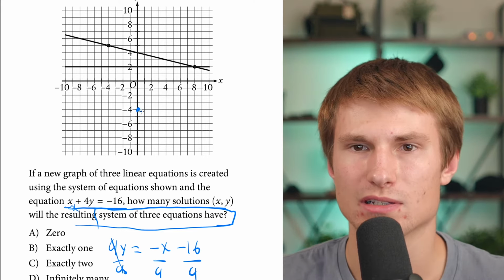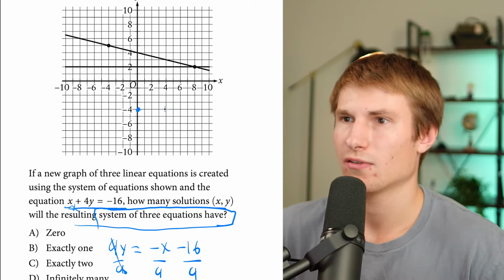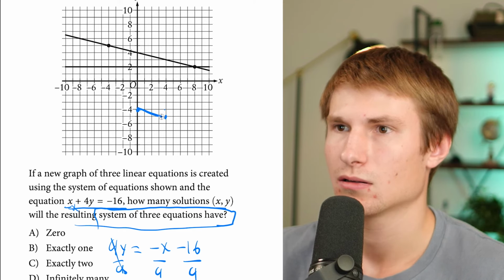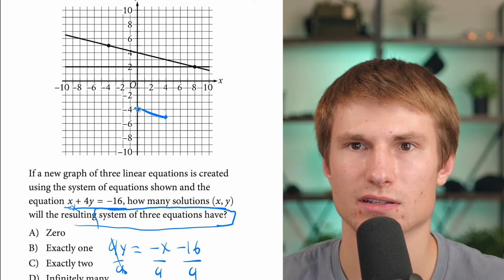Now, if I'm going down x over 4, then let me go ahead and go over by 4, and we will go down by 1. So we'll be right here. So it looks something like this. Okay, over here. I'm just going to roughly draw this.